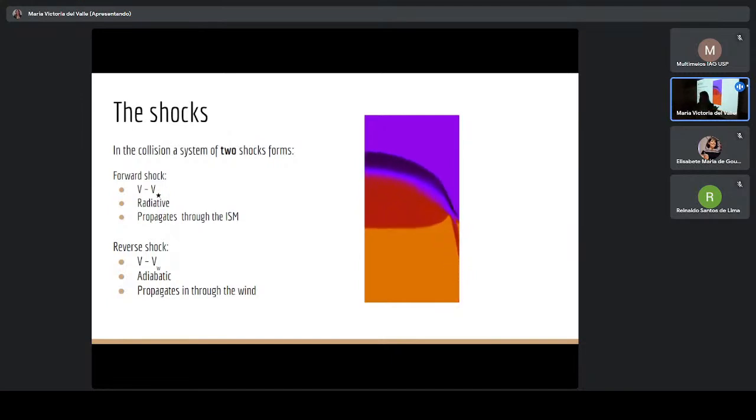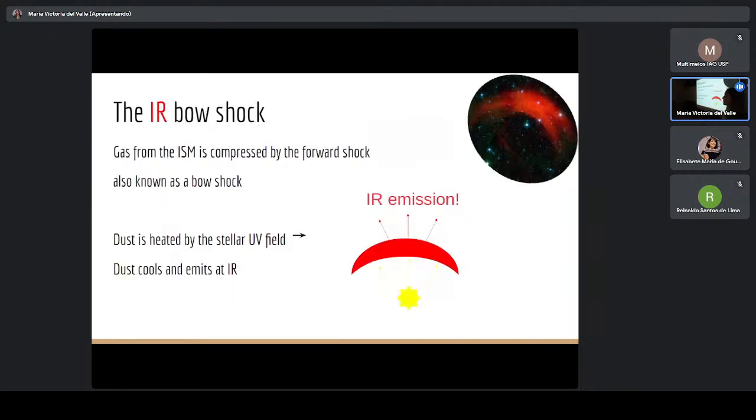The other, and this is slow, has a velocity of the order of the velocity of the star, 30 to 100 kilometers per second. The other shock, the reverse shock, is very fast. It's adiabatic, so the radiative losses there are not efficient enough. And the velocity is very high, of the order of the velocity of the wind. I never mentioned it, but it's of the order of thousands of kilometers per second. So saying this, let's move on to how we can observe these massive runaway stars.